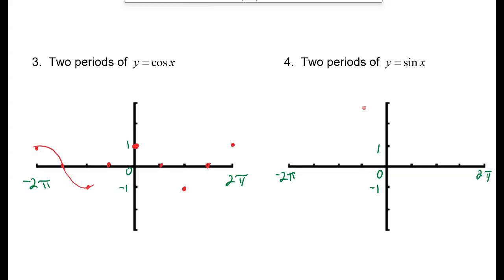I went from negative 2 pi to 2 pi to get my 2 periods in. There's a few of you who did from 0 to 4 pi like this. If that's the case, shouldn't you have had something that looked like that? Would you agree? So those are both correct ways of doing it, as long as you showed 2 periods worth. All right, that's the cosine.